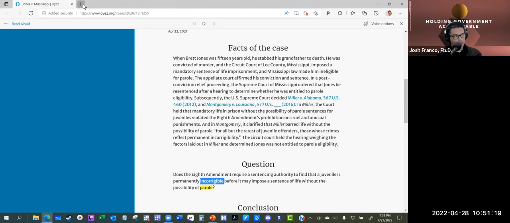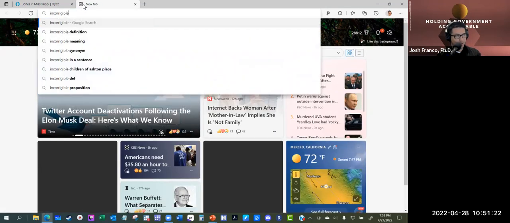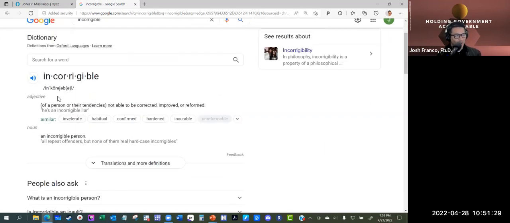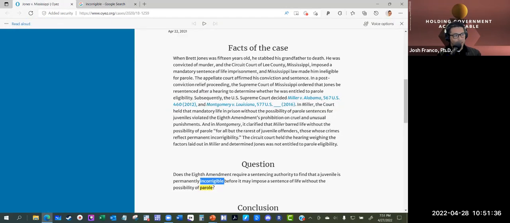Now you might be asking, what's this word? And I like to point out this is one of the GRE words that you learn about. So an adjective: not able to be corrected, improved, or reformed, right? So they're basically saying, does the Eighth Amendment require a sentencing authority, like a court system at the state level, to find that a juvenile or a minor is permanently not correctable, or cannot be remedied, before it imposes a sentence of life without the possibility of parole?